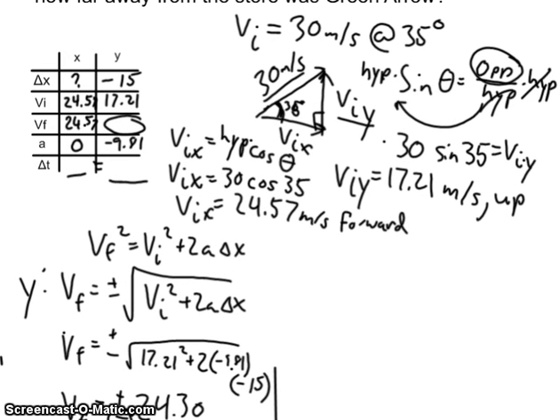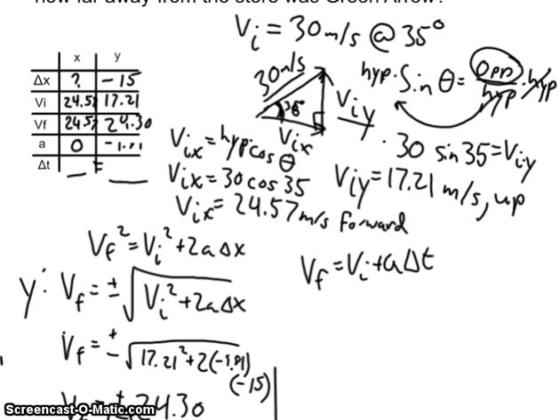And the double check for this is that if you use the positive version, you would end up with a negative time, which again does not make sense. So now that we know that our final velocity is negative 24.30, we can use any equation in order to solve for time. So I'm going to use our third equation of Vf equals Vi plus a delta t.